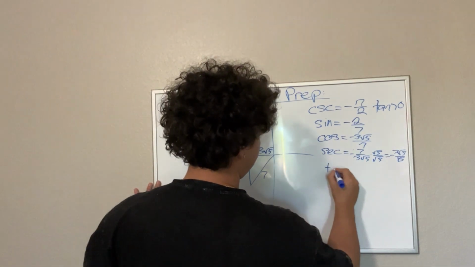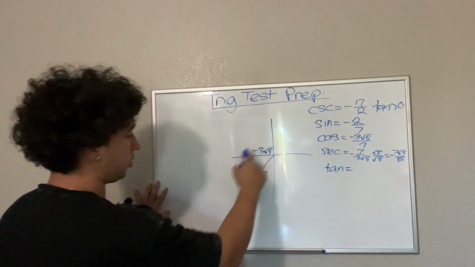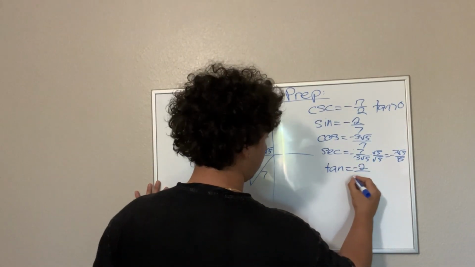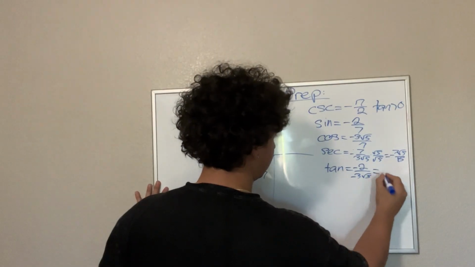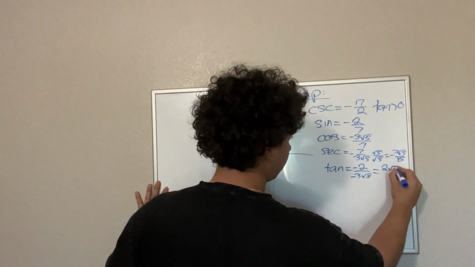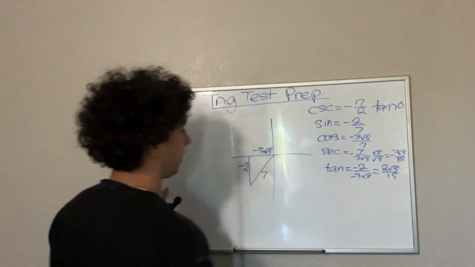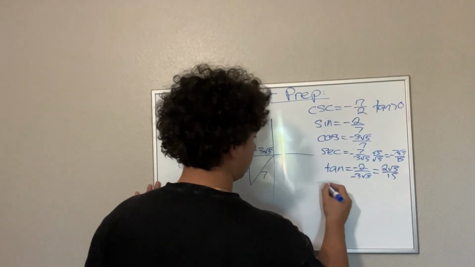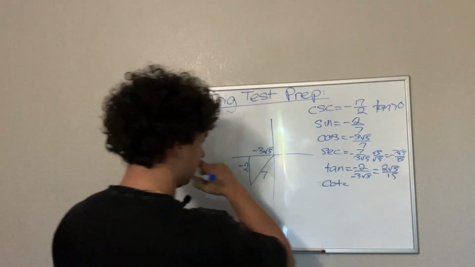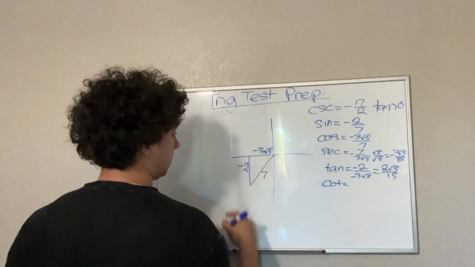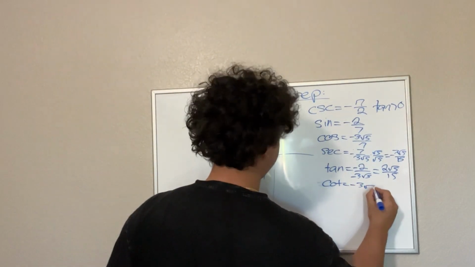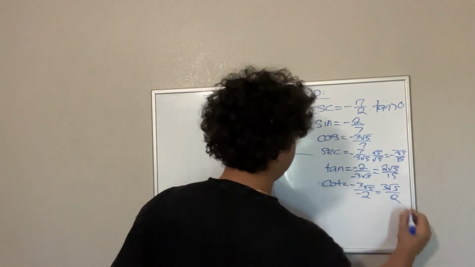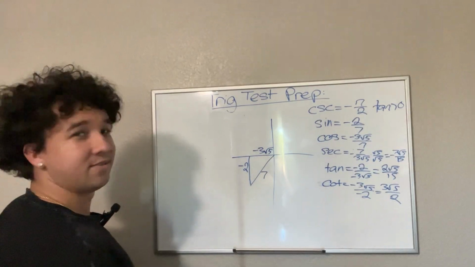All right, tangent. Well, that's equal to opposite over adjacent here, so -2 over -3 root 5. Same thing. That's going to end up equaling 2 root 5 over 15. Negatives cancel out. And then the last one is cotangent, which is equal to adjacent over opposite. So this one's going to be -3 root 5 over -2, which is just equal to 3 root 5 over 2. And you're all set.